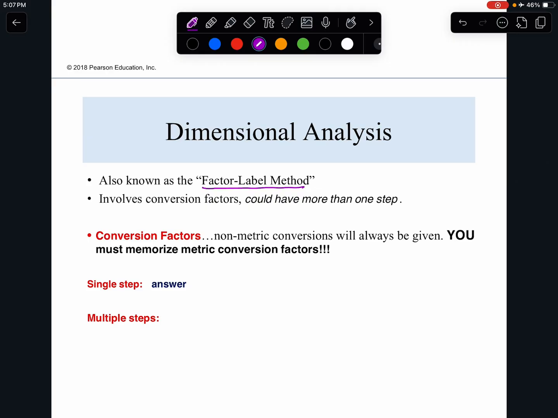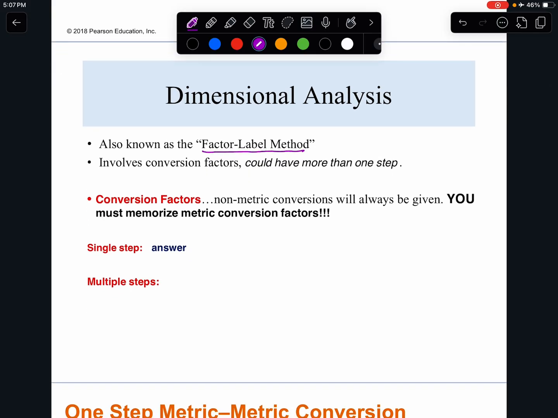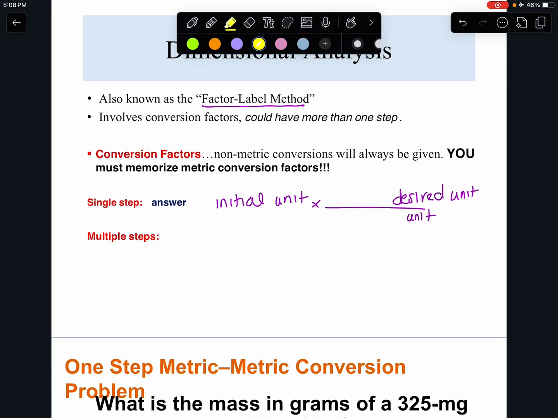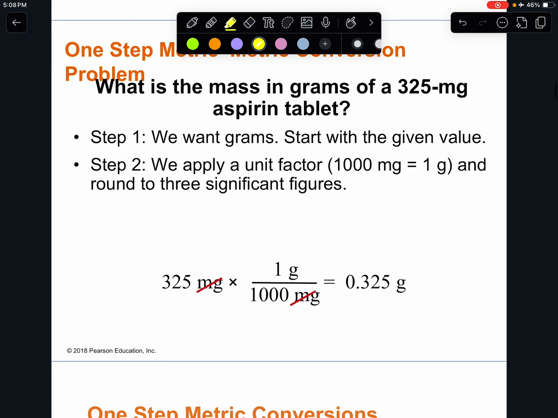Okay, so when you're working with dimensional analysis, you always start with your initial unit, and your unit goes down at the bottom, and your desired unit goes on the top here. Okay, and I'm going to be doing multiple steps and multiple examples as we go through this. But again, the big thing is you have to memorize the conversion factors to be able to perform dimensional analysis.